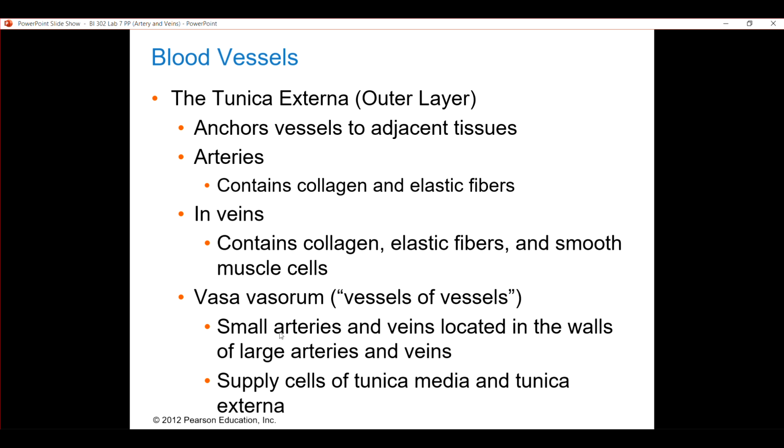All right, so these are small arteries or veins located within the walls of large arteries and veins, and basically they're supplying nutrients and oxygen to the tunica media and the tunica externa of these large blood vessels. So those are called the vasa vasorum.